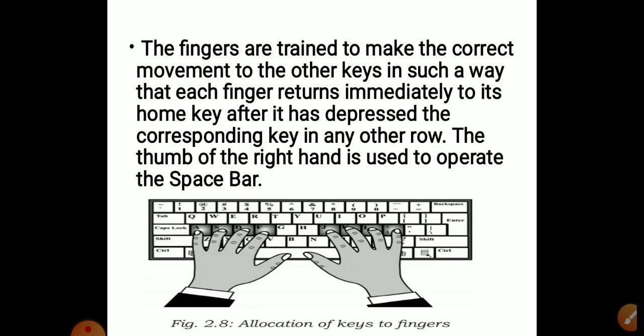Look at the figure. How to position your fingers? You are using 8 fingers in the home row. That is A, S, D, F. Hope you all know which is your little finger, which is your middle finger, which is your ring finger, which is your index finger. Isn't it? So place your little finger on A, ring finger on S, middle finger on D, index finger on F.